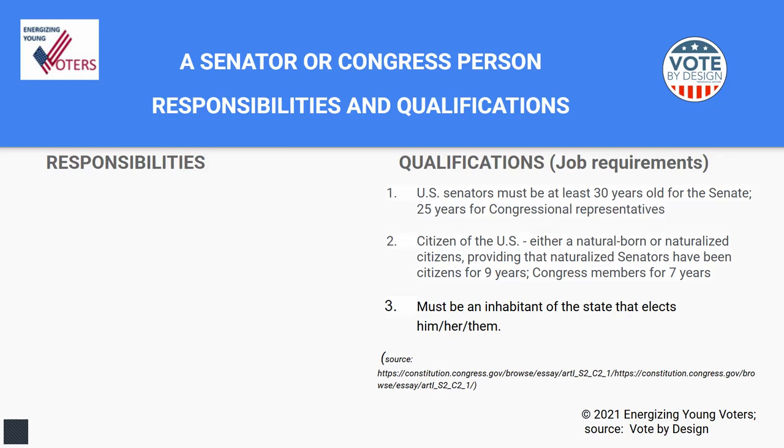Sean, what's your question? I just wondered, is it just the president who cannot be naturalized? Yes, the person who runs to be president has to be born in the U.S. Is that correct? Okay, that's my understanding, yes.